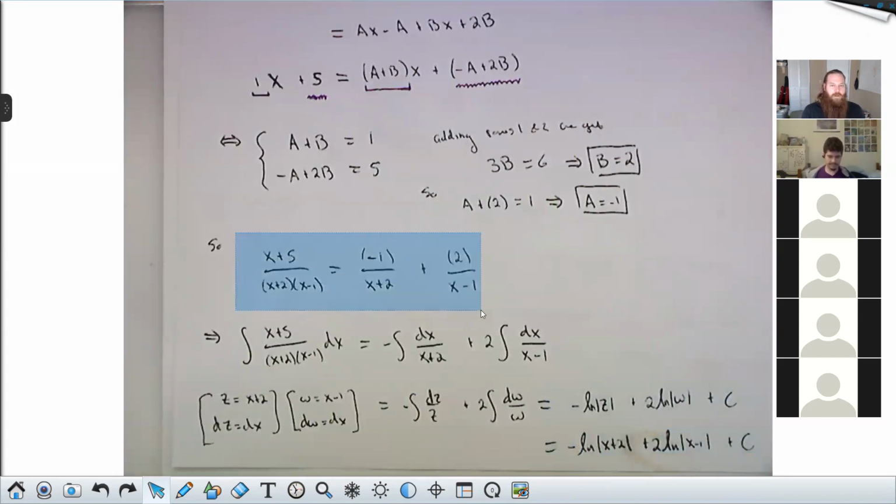So the miracle is getting to this step, right? The miracle is somehow undoing that common denominator, even though I don't know what was up here. So being able to undo this guy into two simple rational functions based on the shape of the denominator. That's the game.